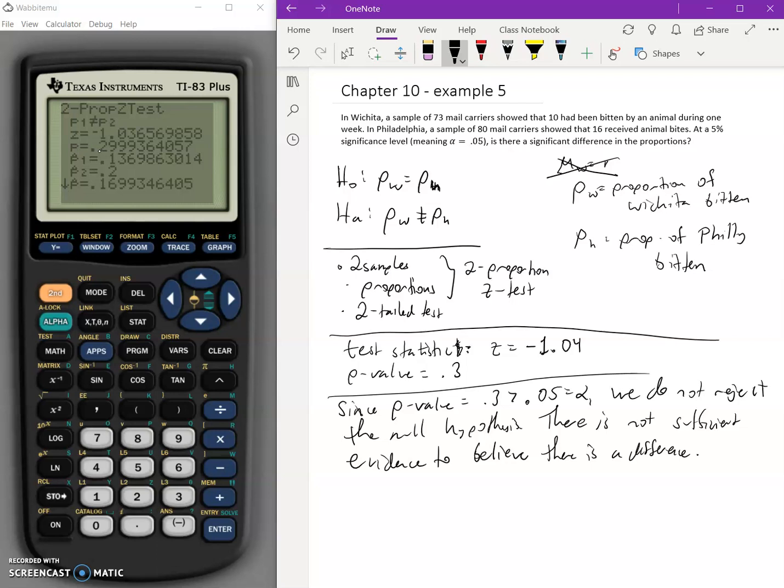So we're looking at the two proportions. There does not seem to be enough evidence to show that there is a statistical significant difference. It's not just due to random chance that we happen to have different proportions. So that concludes that question.